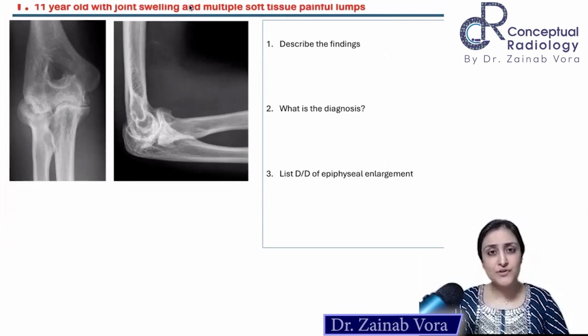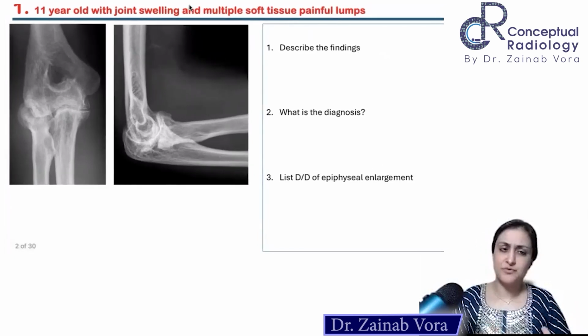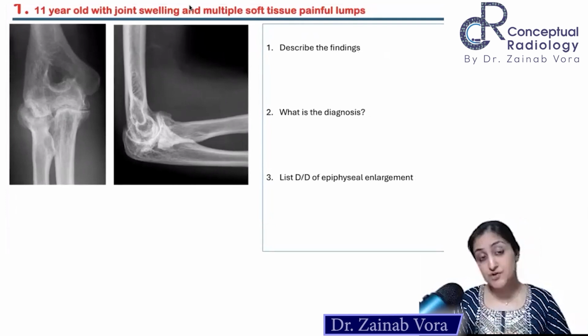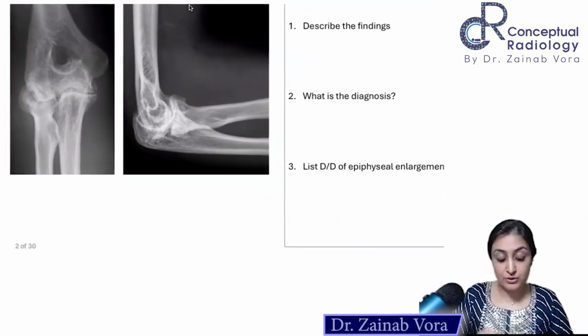Extramedullary hematopoiesis. What does extramedullary hematopoiesis mean? It means that it's happening outside the bone marrow, right? So it's going to happen in soft tissues. It's going to happen in the paravertebral region. Joint is not the place for extramedullary hematopoiesis. Trevor's is one differential, but Trevor's will not have the rest of the joint getting involved. It'll have one epiphyseal enlargement. So I can definitely include that.